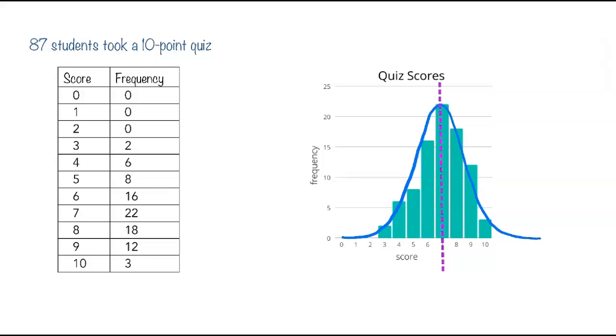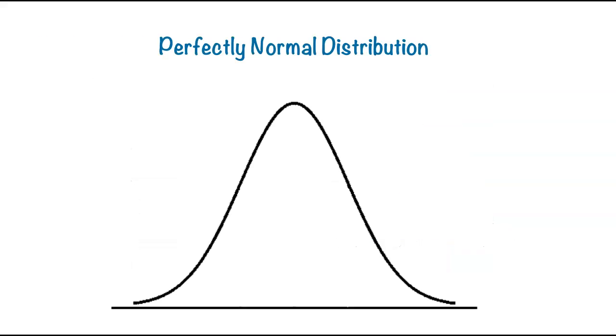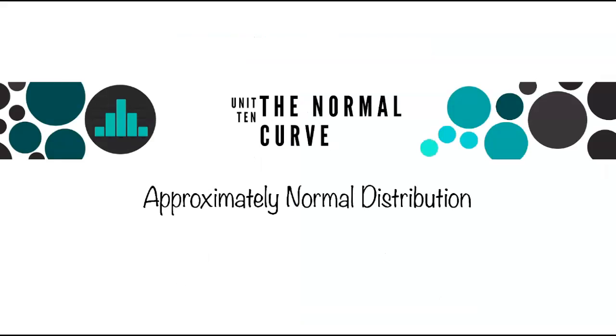A lot of large real-life sets of data are approximately normal, and even though they're not perfectly normal, we can use the idealized normal distribution to get a lot of really useful information. If a distribution is perfectly normal, it will take on this exact shape. It could be shorter and wider or taller and more narrow, but it will have this perfect bell-shaped curve that's also perfectly symmetrical. And we can use properties of a perfectly normal distribution to get a lot of valuable information about our approximately normal distributions. And that's what we mean when we say that a data set is approximately normal.